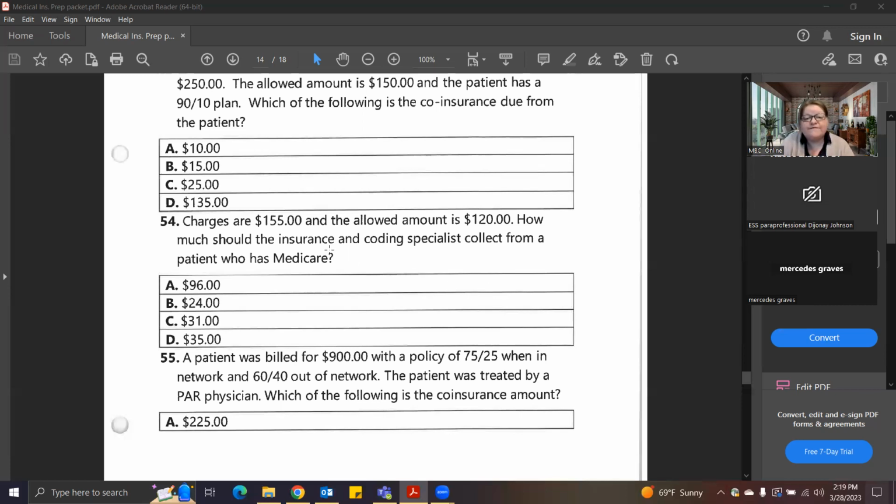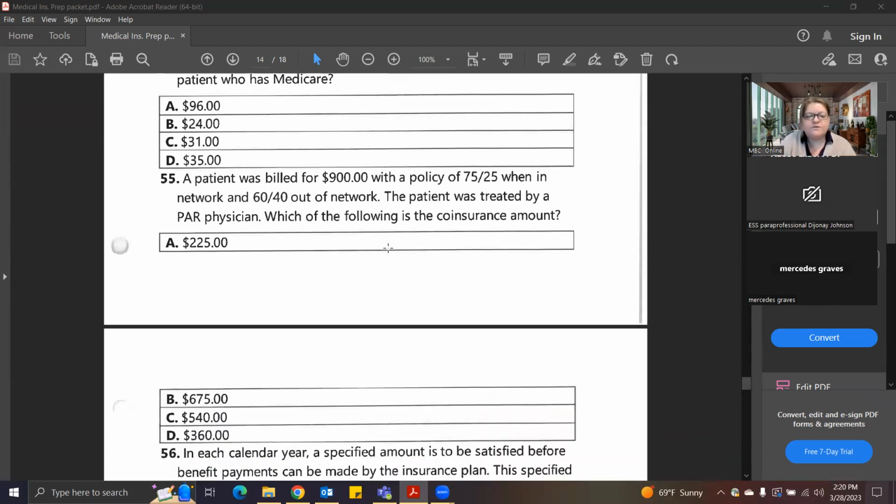Right. Well, just remember, if they have total charges and allowed amount, we're going to be working off of the allowed amount, not the total charges. So in this instance, the 155 doesn't even matter. That total billed amount doesn't even matter in this instance. If we have an allowed amount, that's what we need to look at.